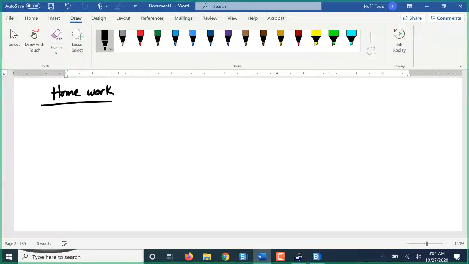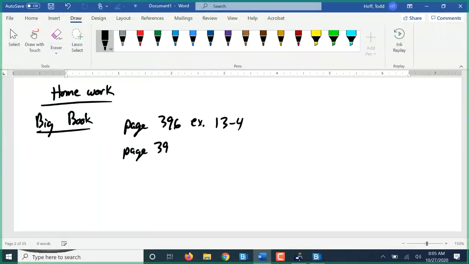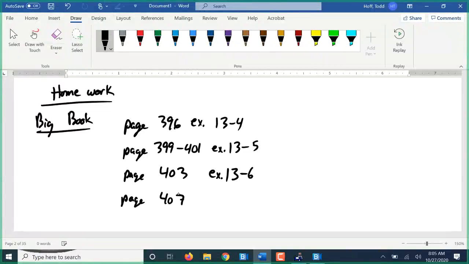So we have some homework here. In the big book, we have page 396, exercise 13-4. Page 399 through 401, exercise 13-5. Page 403, exercise 13-6. And finally, page 407, 408, exercise 13-7. Of course, in those, you're doing the odds.